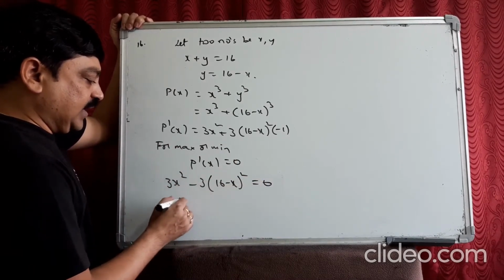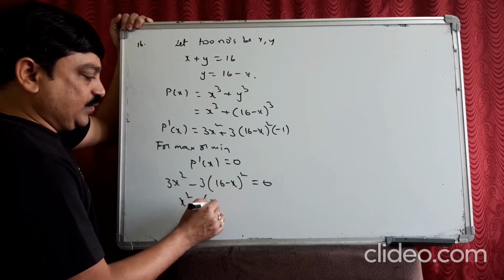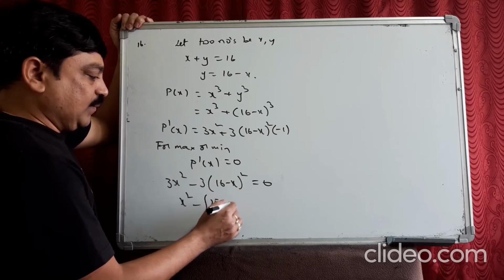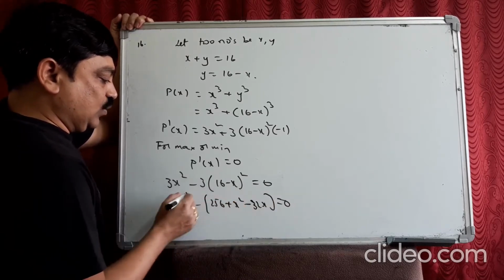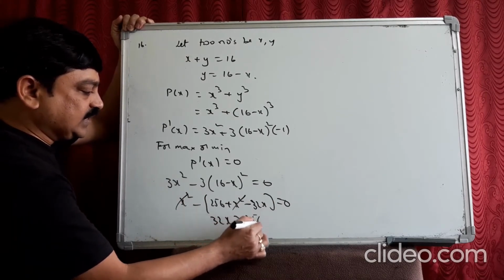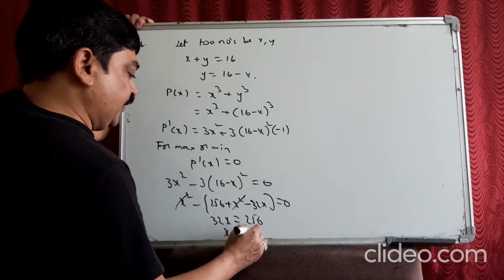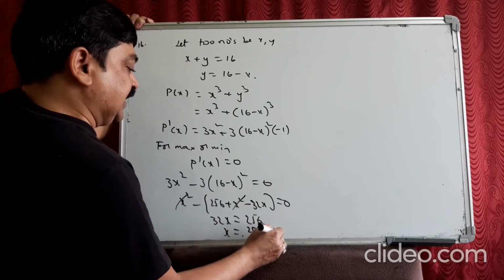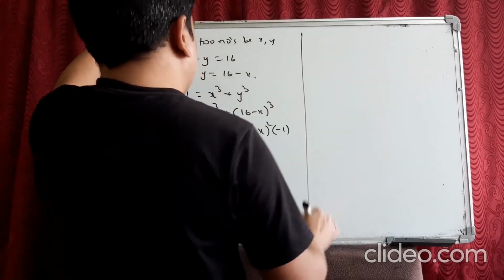So it becomes 3x square minus 3 of 16 minus x whole square equal to 0. You can divide with 3. x square minus 16 minus x whole square, that is 256 plus x square minus 32x, equal to 0. x square gets cancelled. 32x equal to 256. x equal to 256 by 32. It is 8.